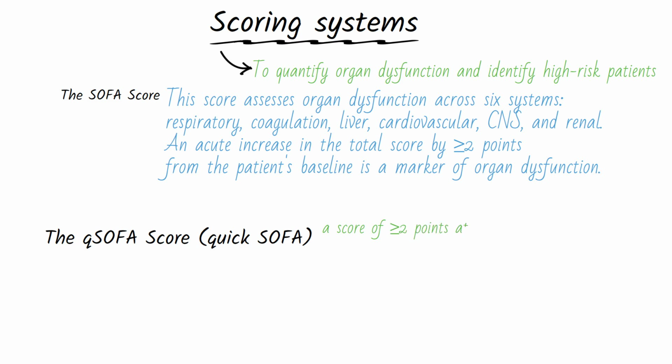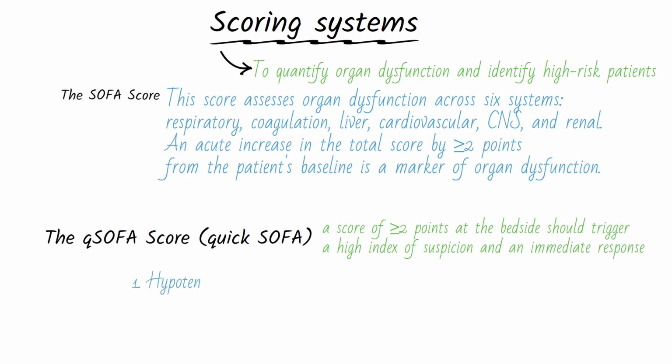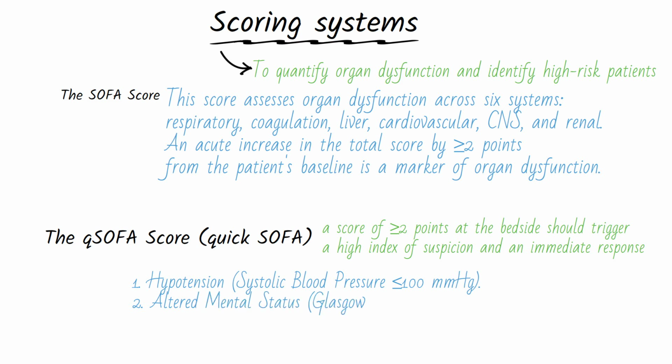The qSOFA score, also known as the Quick SOFA, is a simple bedside screening tool to quickly identify patients with suspected infection who are at a high risk of poor outcomes. It has 3 simple criteria, and a score of above or equal to 2 points at the bedside should trigger a high index of suspicion and an immediate response. That is hypotension, that is a systolic blood pressure of less than or equal to 100 mmHg, altered mental status, that is a Glasgow Coma Scale of less than 15, and tachypnea, that is a respiratory rate of above or equal to 22 breaths per minute.